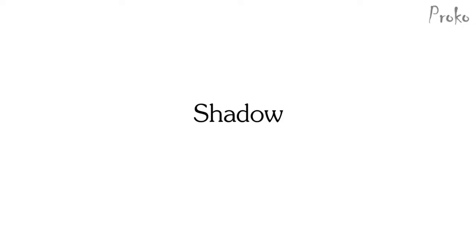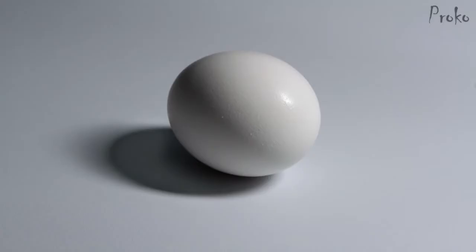Let's start by talking about the shadow side. There are two types of shadows. Form shadow is a shadow caused by the planes turning away from the light source. A cast shadow is caused by one form blocking the light from hitting another form. This egg is blocking the light from reaching this part of the table.